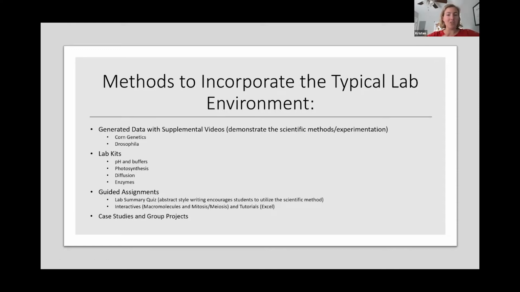So, I want to have a little bit of a disclaimer here. Not every single one of these strategies is going to hit every quality of a typical lab environment. But what I think is really cool about these is that we're able to hit usually at least 1 or 2 of these typical lab environment qualities in these new online teaching lab styles.